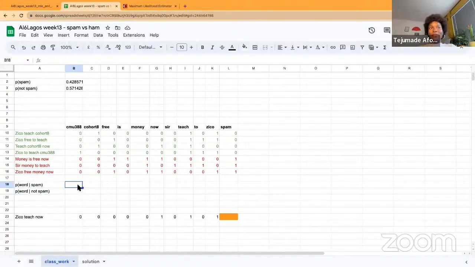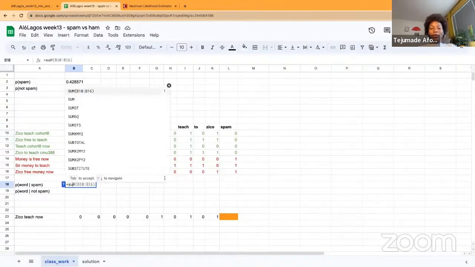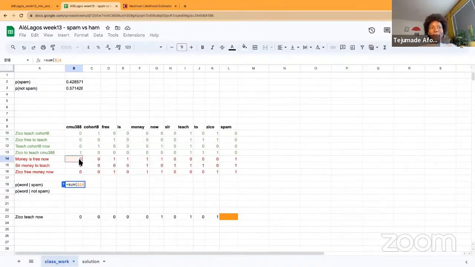And to do the same thing, the probability of the word given spam will just be the sum of anytime the word occurs in the spam email, right? Divided by what? We want to calculate the probability of the word given spam. So we look at every time the word occurs in spam. CMU388 did not occur at all.